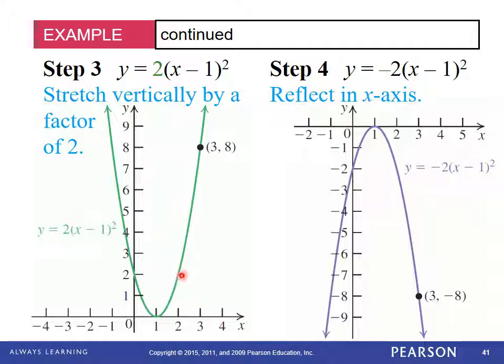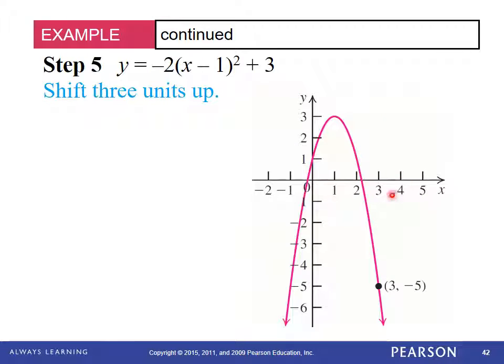Any reflections? Yes. Now we turn the whole thing around. So instead of going up away from the x-axis, it's now going to go down away from the x-axis. And then any vertical shifting that we need to do? Yes, the original function had a little +3. And so that little 1, 0 now gets shifted up to here, and there's our final function. Whew.